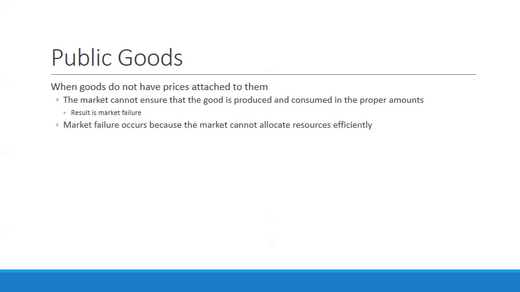Now, market failure occurs because the market cannot allocate resources efficiently. Now, remember, in order to allocate resources efficiently, you need some sort of price attached to them so that you know what you are producing and consuming. It simply doesn't happen, because in a public good, every single person can consume whether they pay or not. So free resources cannot be allocated efficiently, and therefore, of course, market failure is inevitable.